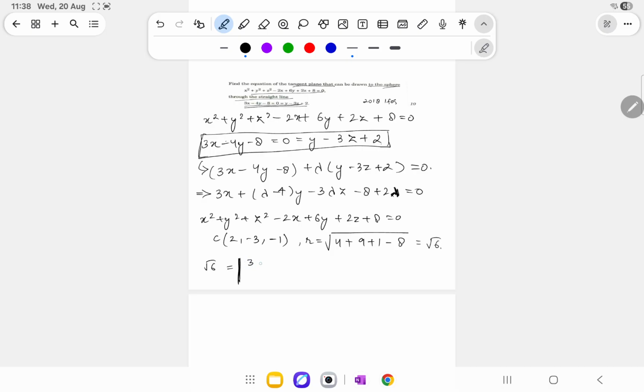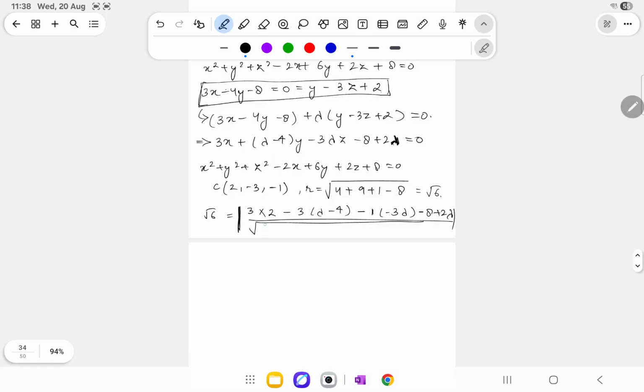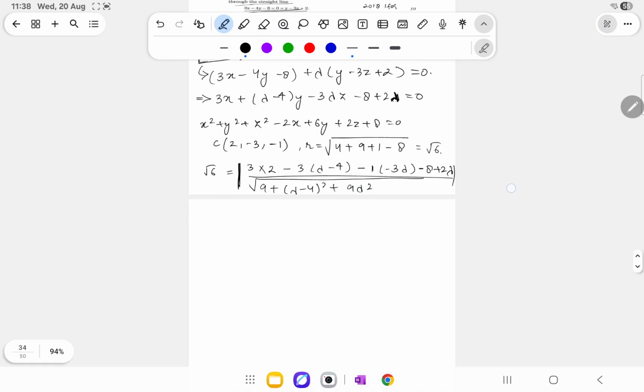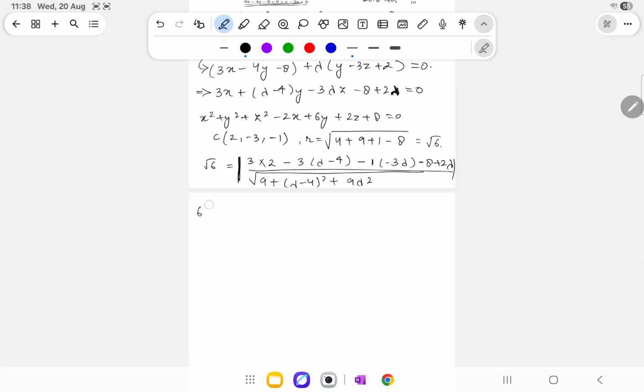So that would be 3 into 2 minus 3 into lambda minus 4 and minus 1 into minus 3 lambda minus 8 plus 2 lambda, divided by under root 9 plus lambda minus 4 square plus 9 lambda square. If I take squares on both sides, it will be 6 into 9 plus lambda minus 4 square plus 9 lambda square equals 3 into 2 minus 3 lambda plus 4 times 3 is 12 plus 3 lambda minus 8 plus 2 lambda, whole square.